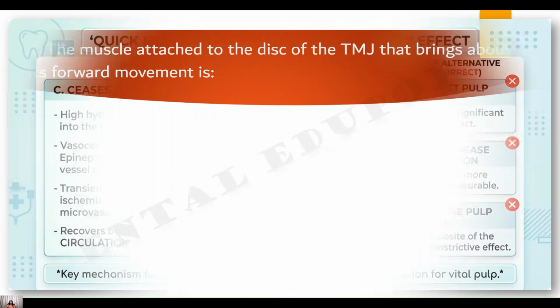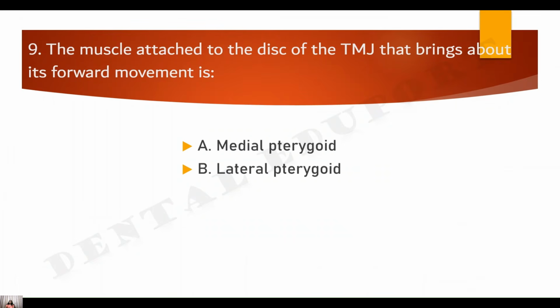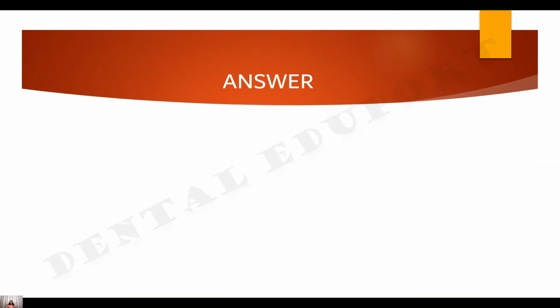Moving on to next one, the muscle attached to the disc of the TMJ that brings about its forward movement is A. Medial pterygoid, B. Lateral pterygoid, C. Masseter, D. Temporalis. The answer here is B.